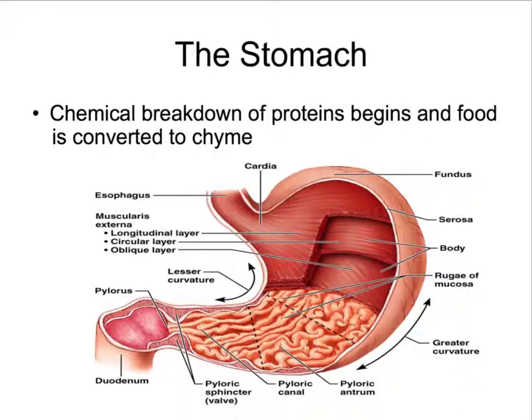And then you've got the wrinkles, which are called the rugae. And you have gastric juices here. You've got mucus secreted here. Then it moves through the pyloric sphincter into the duodenum, which is the beginning of the small intestine.